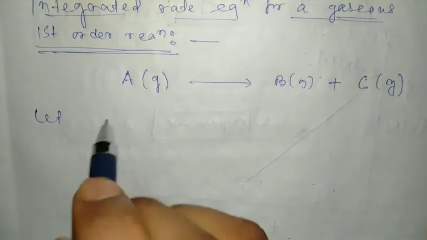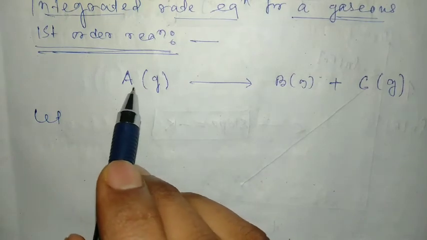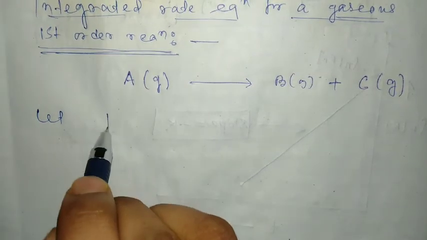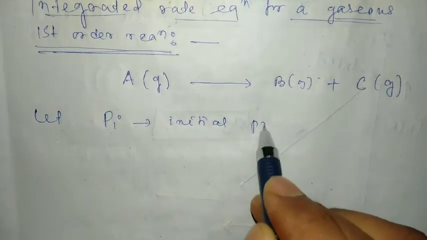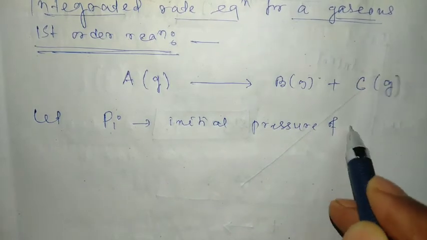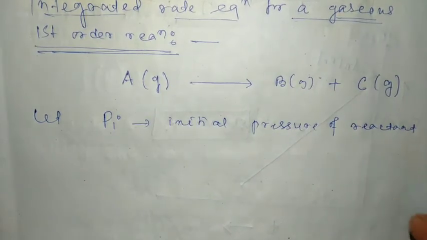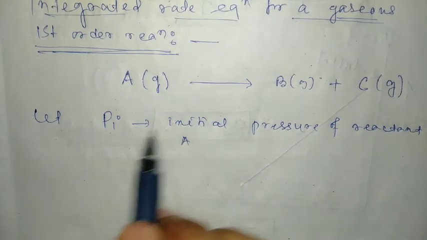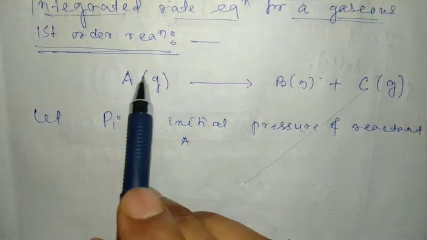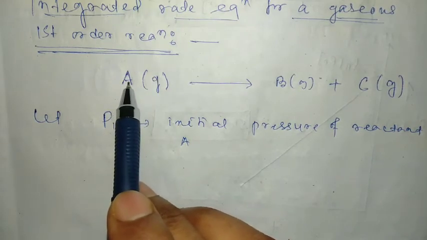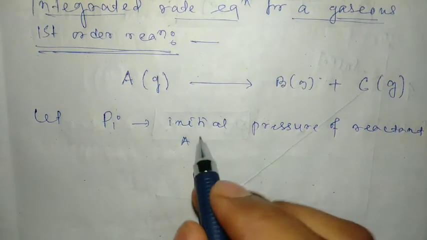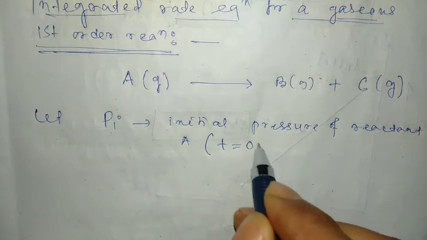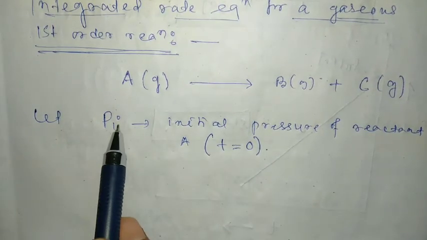Let pi be the initial pressure of reactant A, before starting the reaction, that means at the beginning of the reaction. Before starting the reaction, we have only reactant A, so we have pressure only for reactant A. Before starting the reaction, time is how many? Let us consider 0.